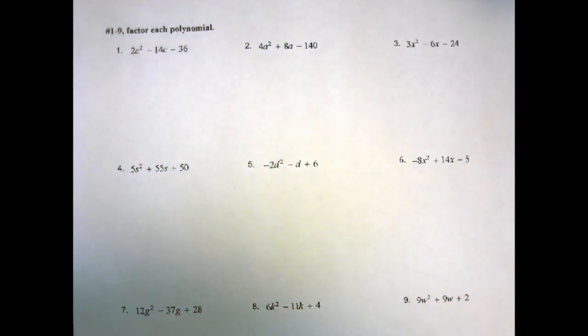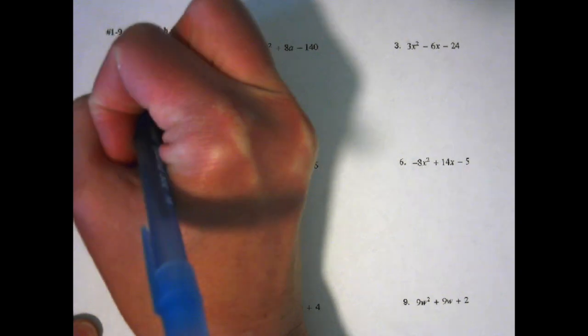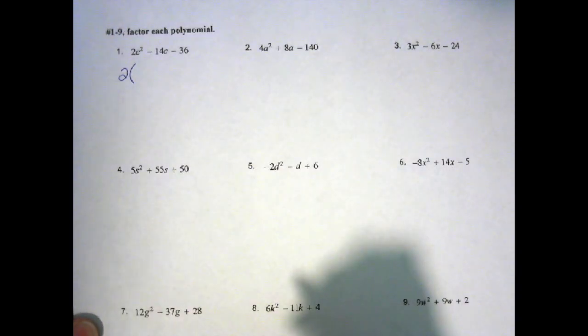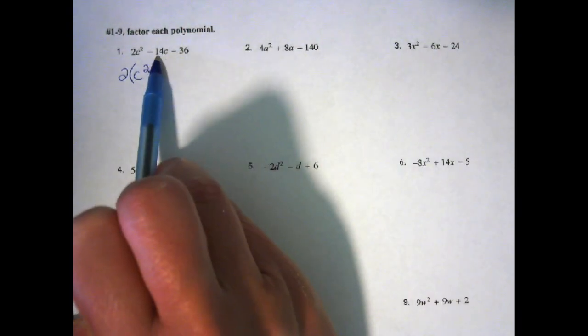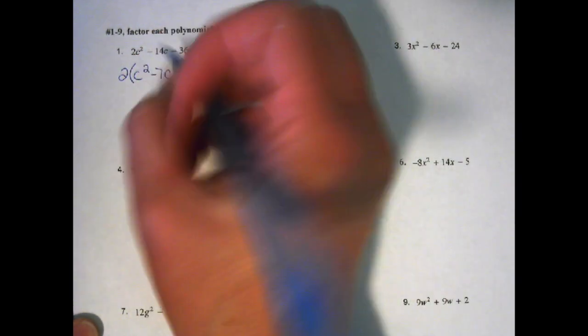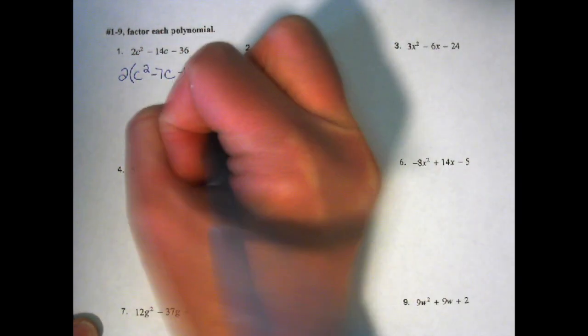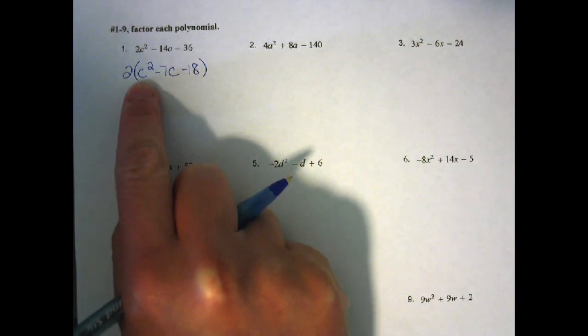Okay, so the first thing I'm going to do with number 1 is I'm going to pull this 2 out. So I'm going to take and divide everybody by 2. So I'm just using this as my greatest common factor. So if I divide by 2, what am I left with? And then if I take negative 14 divided by 2, and then negative 36 divided by 2, that is what I'm left with.